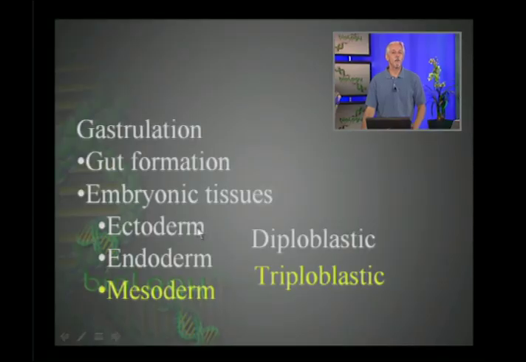So again, the ectoderm typically develops into skin or outer coverings. Endoderm would be the lining of the digestive tract. Mesoderm would be muscle, bone, and those kinds of structures.